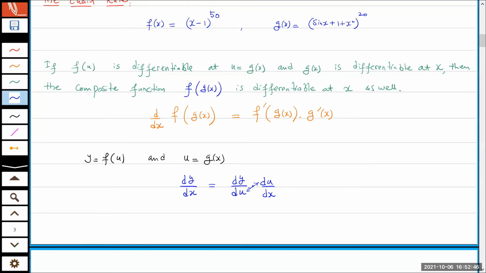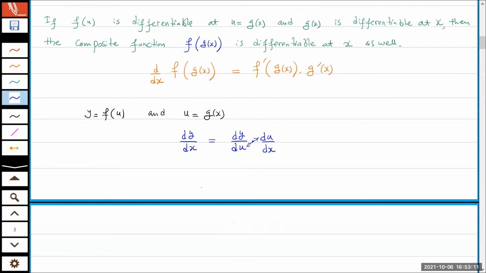But I don't want you to think at this point that this u variable cancels out. We in no way mean that this du cancels out and we are left with dy over dx on the right hand side. It's just a convenient way of writing the chain rule, dy over du multiplied with du over dx. We are again not saying that the du in the middle cancels out and we are left with dy dx.